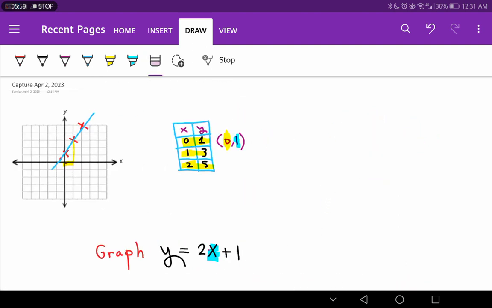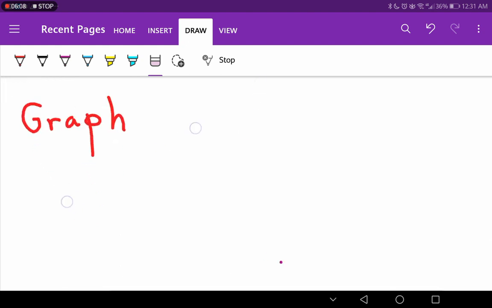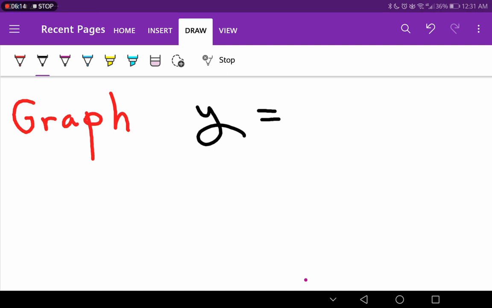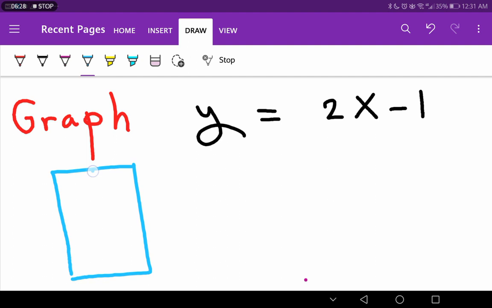Okay, let us take one more example about graphing. Okay, I will graph here y equals, for example, 2x minus 1, or negative 1. The first step, build your table, cut it in half, then draw 3 lines, put the x, put the y, put your 0, 1 and 2.